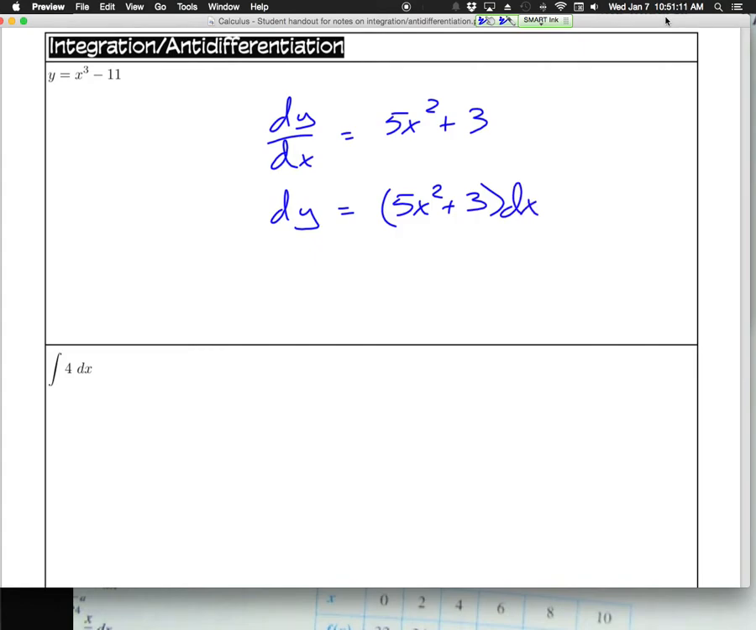I multiply by that dx. Once I multiply by the dx, then I want to integrate both sides. What am I going to get when I integrate dy? Y. I'm going to get y.